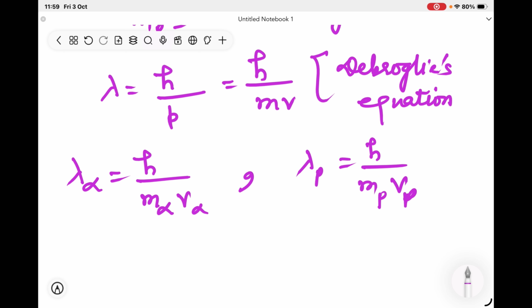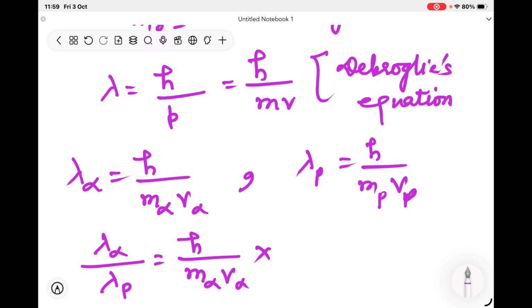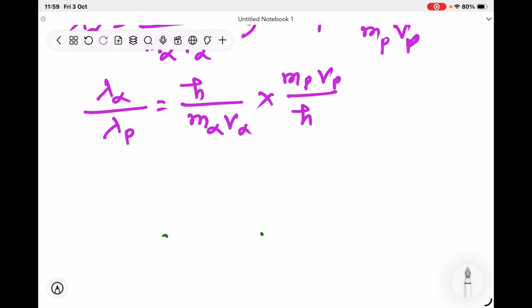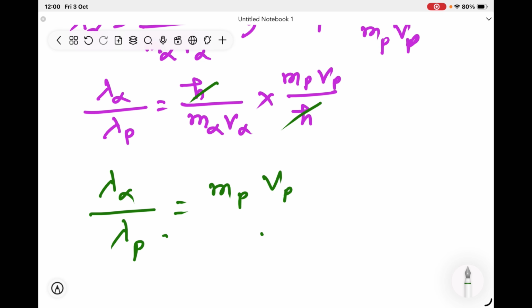So now you can divide. So lambda alpha I am keeping up and lambda proton I am keeping down. So lambda alpha is up, so that will be written the way it is, and lambda proton is down, so it will be inverted. So now you can see what will be cancelled. h will be cancelled. So h is cancelled. And now let us substitute lambda alpha divided by lambda proton. So it is mp, and the velocity of p is to be found.